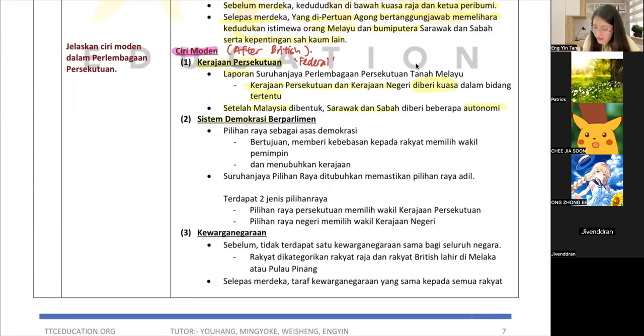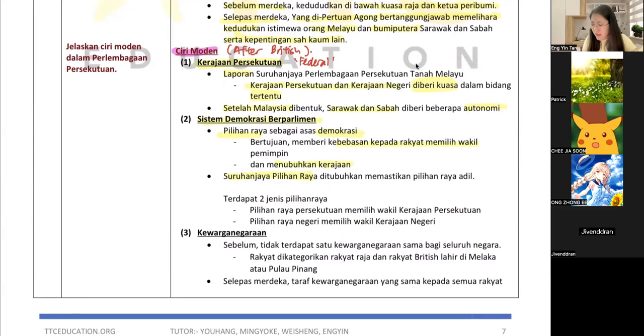Now, the other one here is the system of democracy with parliament. Definitely, this is a new thing. So you see, pilihan raya, democracy. Meaning citizens have the freedom to choose their own representatives and then to start a government. And then we have the SPR, Suruhanjaya Pilihan Raya, in charge of the whole process. This one you still remember in your Form 4 Chapter 8? In Form 4 Chapter 8, we talk about the Pilihan Raya. You still remember we have different levels of Pilihan Raya.